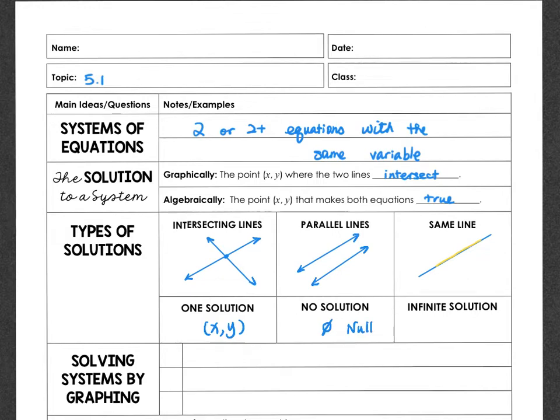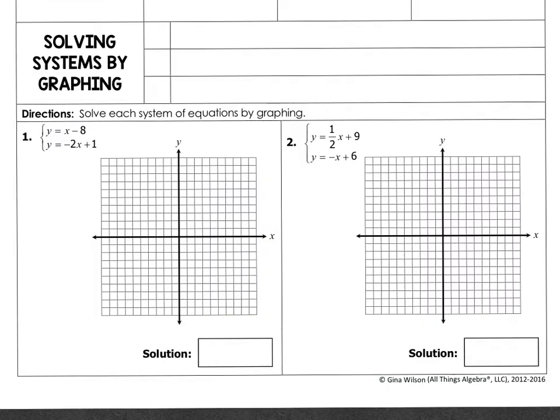And the third type is I have the same line: I have a blue line, and then I have a yellow line on top of the blue line that completely overlaps it. And that's when we have unlimited solutions. For unlimited, we just use an infinity symbol to express that. So again, there are three types of solutions. One solution when they intersect, no solution when they are parallel, and infinite solutions when they overlap, when they are the same lines.